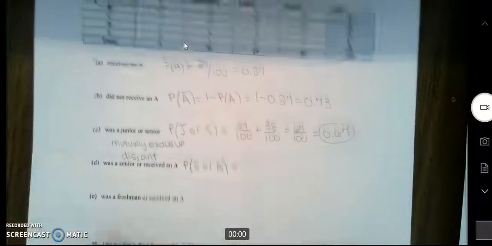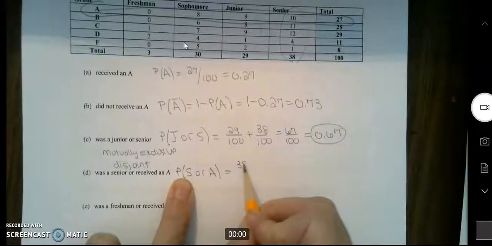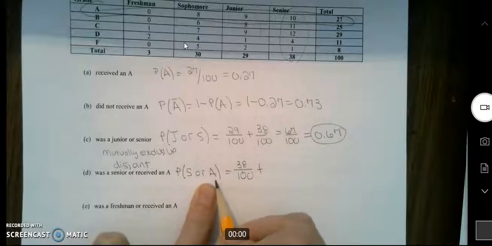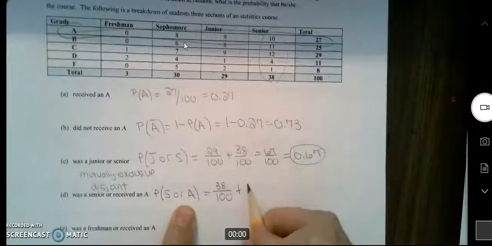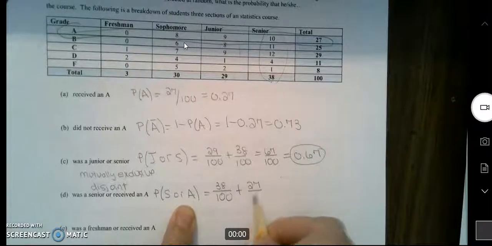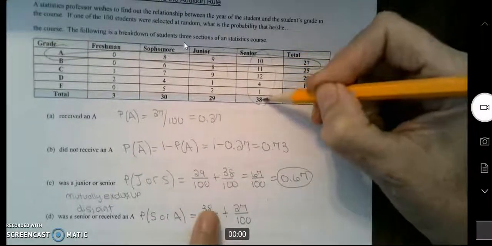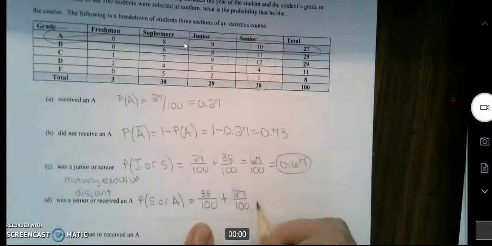Okay, so I'm going to start the same way. I'm going to take the total of the seniors. That's 38. And I'll go ahead and put that over 100. Or you could put it all over 100. Then you're going to take the A's. There's 27 A's total. But if you notice, this 10 is added twice. It's added once here and also here. So it's added twice. So I have to actually subtract that out.